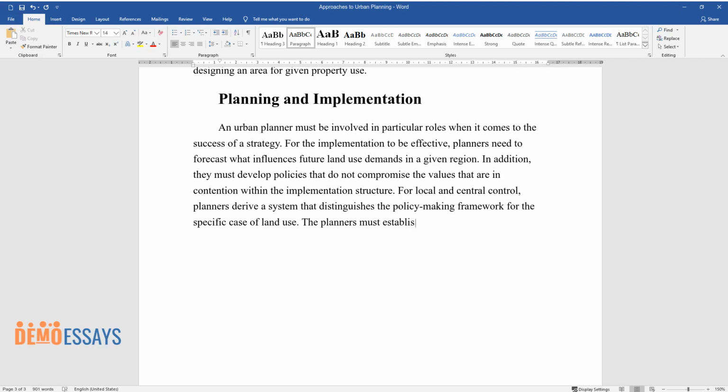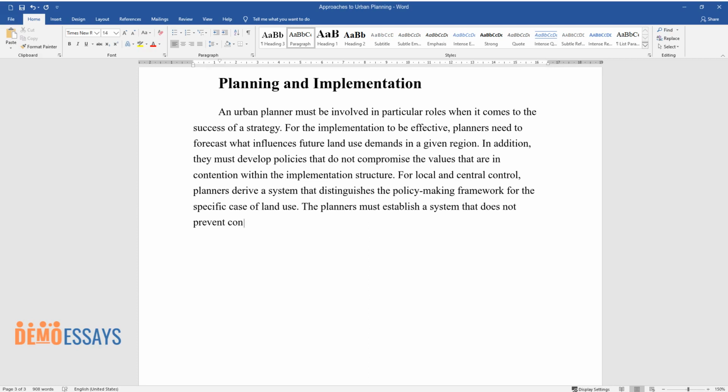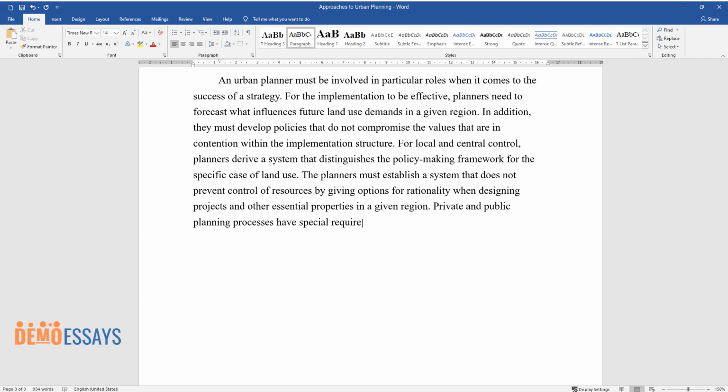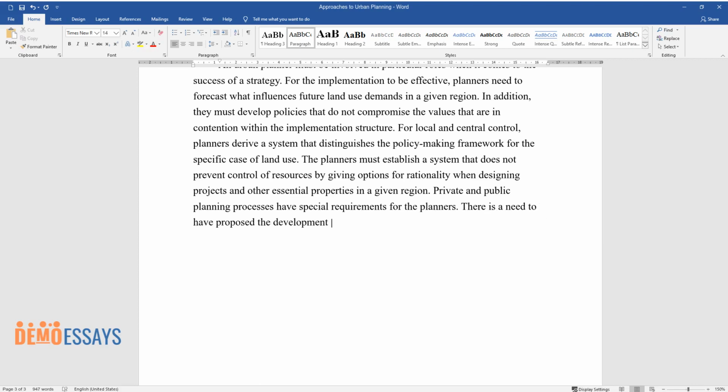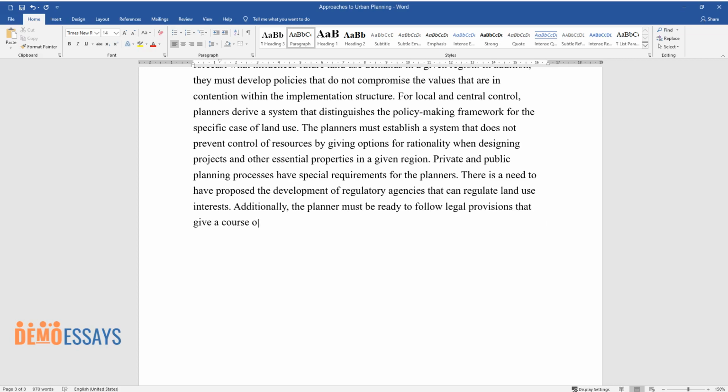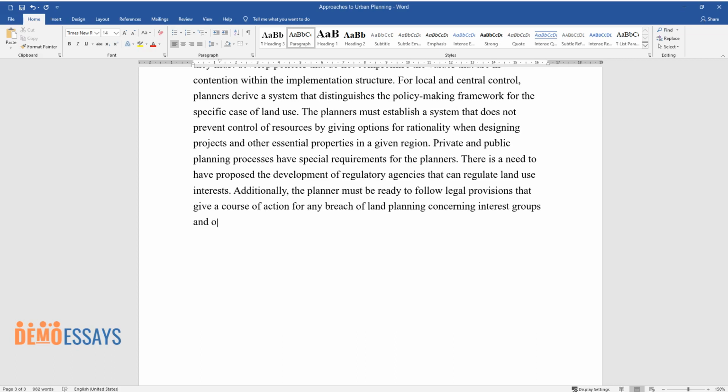For local and central control, planners derive a system that distinguishes the policy-making framework for the specific case of land use. The planners must establish a system that does not prevent control of resources by giving options for rationality when designing projects and other essential properties in a given region. Private and public planning processes have special requirements for the planners. There is a need to have proposed the development of regulatory agencies that can regulate land use interests. Additionally, the planner must be ready to follow legal provisions that give a course of action for any breach of land planning concerning interest groups and other parties.